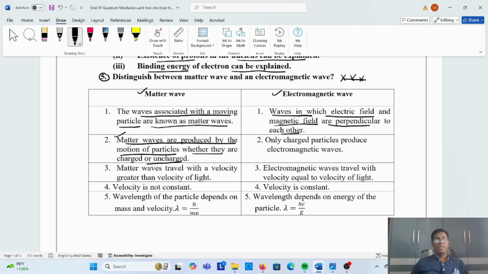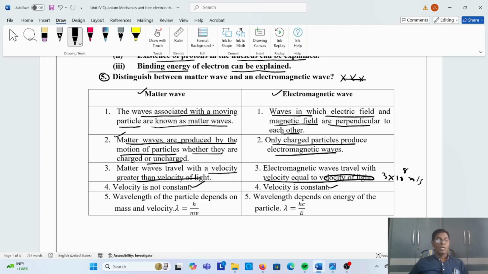On the other side, only charged particles produce electromagnetic waves. Then the third point: matter waves travel with a velocity greater than the velocity of light, but electromagnetic waves travel with the velocity of light. What is the velocity of light? 3 into 10 power 8 meter per second. In the case of the matter wave, velocity is not constant. In the case of the electromagnetic wave, velocity is constant.